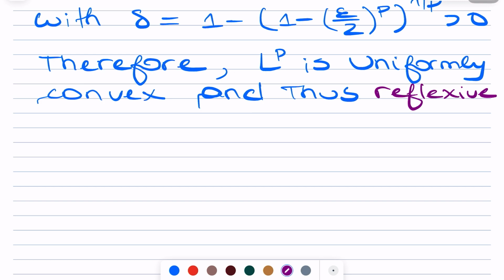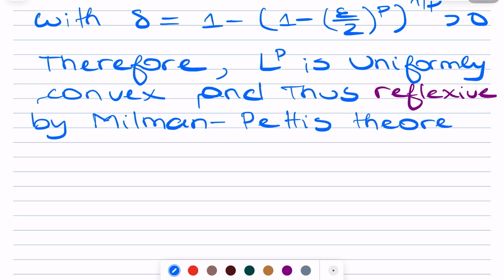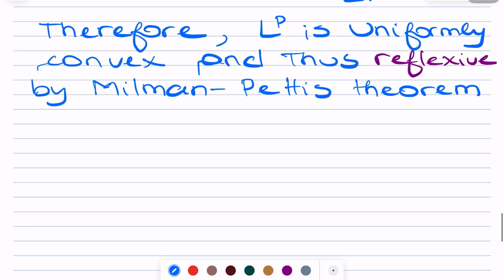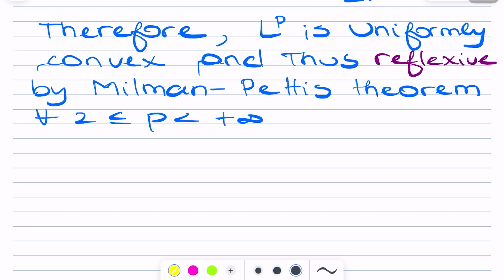Just reflexive by Minkowski's theorem, right? And this for every p between 1 plus infinity. So let me just highlight it's uniformly convex and Milman-Pettis theorem.